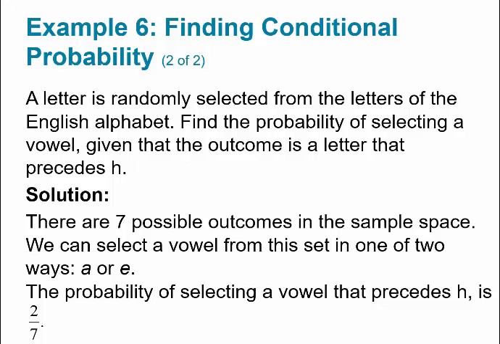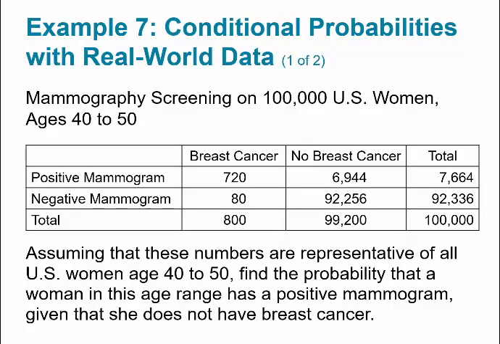All right, let's try this one. So this is finding conditional probabilities from real world data. So this is a table that talks about mammogram screenings of 100,000 U.S. women aged 40 to 50. All right. So what it's telling is if they have a positive or negative mammogram, and if they have breast cancer or they have no breast cancer. Okay. So you can see the number of people who had positive mammograms are 720, had breast cancer 6944.